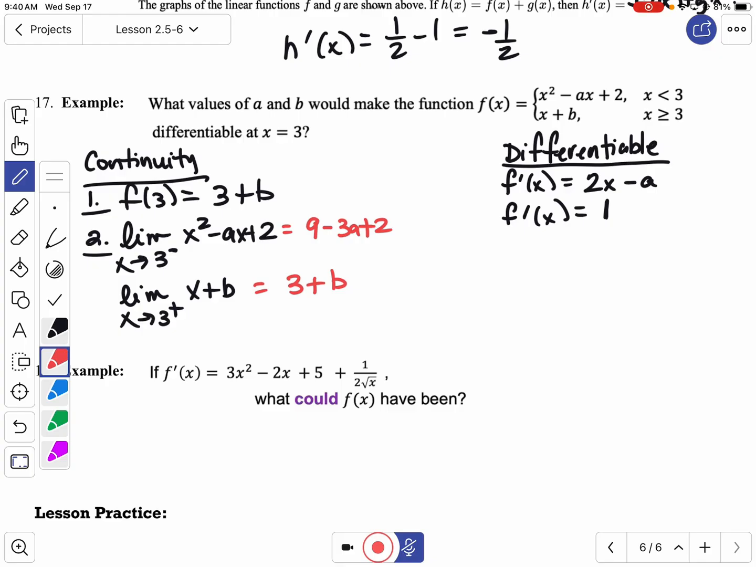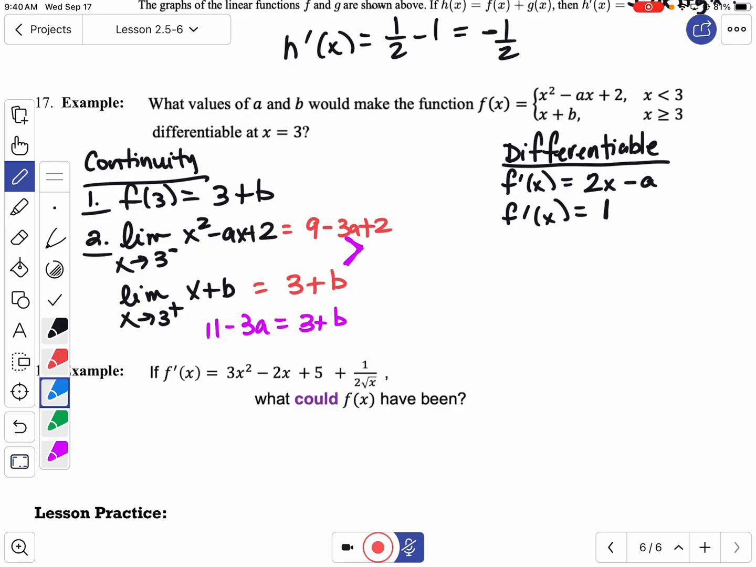All right. Now, in order for it to be continuous, what has to be true about these two limits? They have to be equal, okay? So 11 minus 3a has to equal 3 plus b. Right? So everybody agree with that?